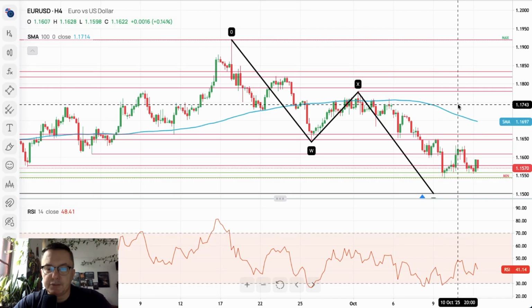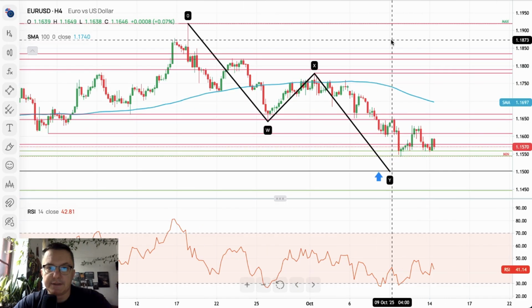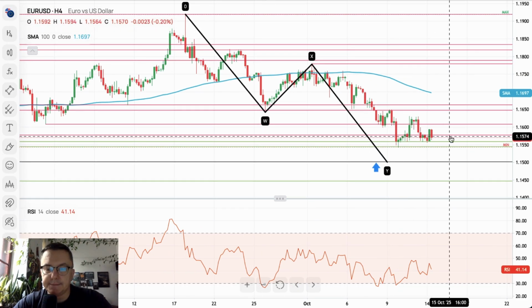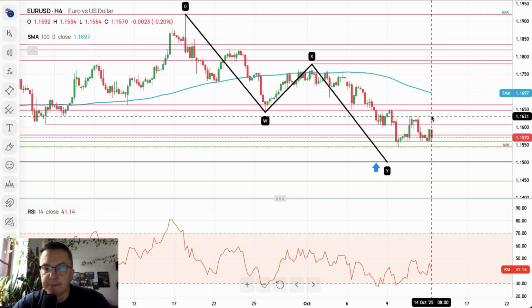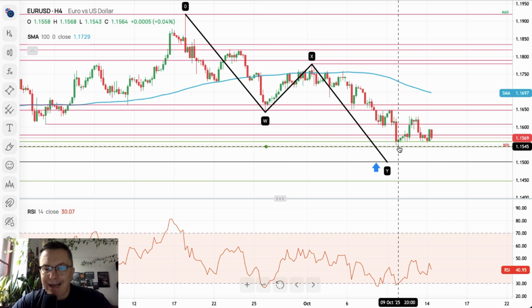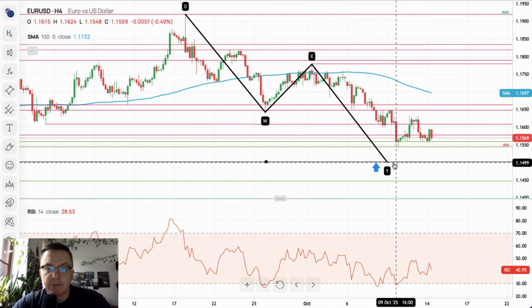So after the German PPI data were released, we got the situation when the movement to the upside was quite limited. So we were rejected from 1.1631. We are testing yesterday's low at 1.1559, and it looks like the market wants to go lower towards the temporary target at 1.1545. If we break below this level, the next target is our scenario target, 1.1504, which is the 100% extension of the wave W down towards the wave Y.